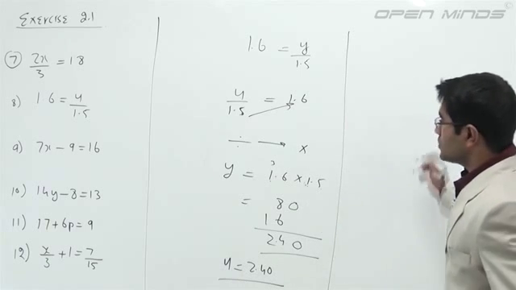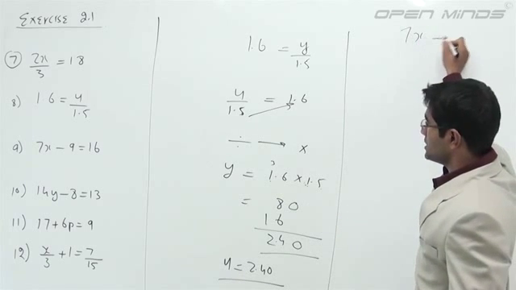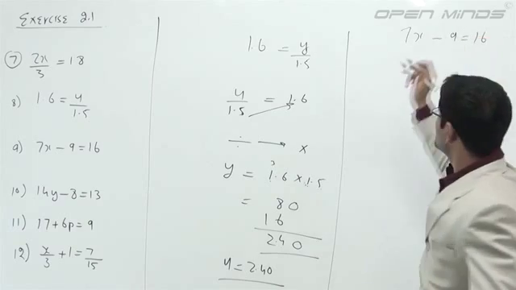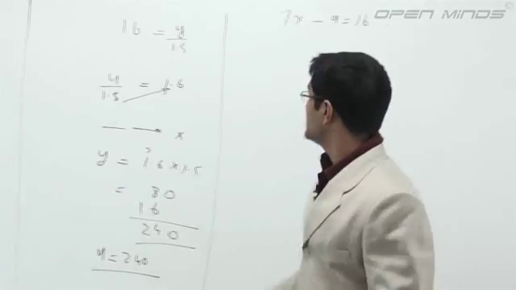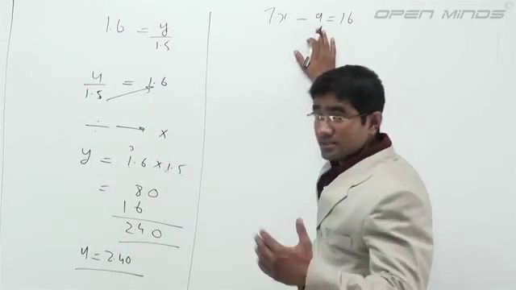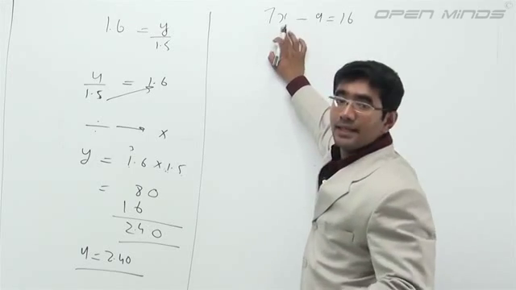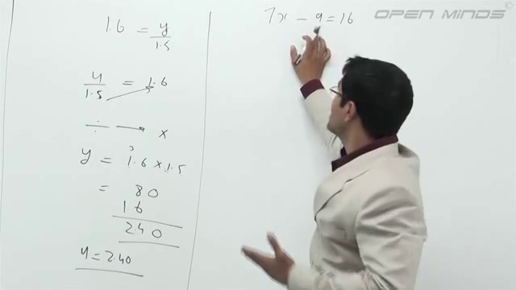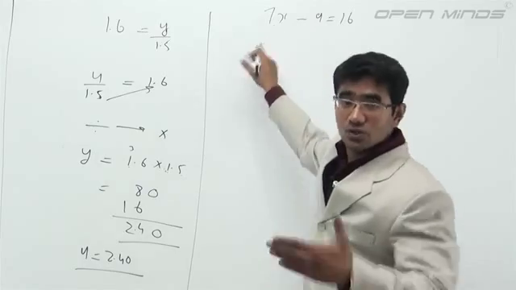Anyway, let's go ahead. The next one says 7x minus 9 is 16. So the first thing here to do is to send 9 to the other side, because this guy is far from x. Anything which is far from x first goes, then who is near to x, that is 7, would go later.